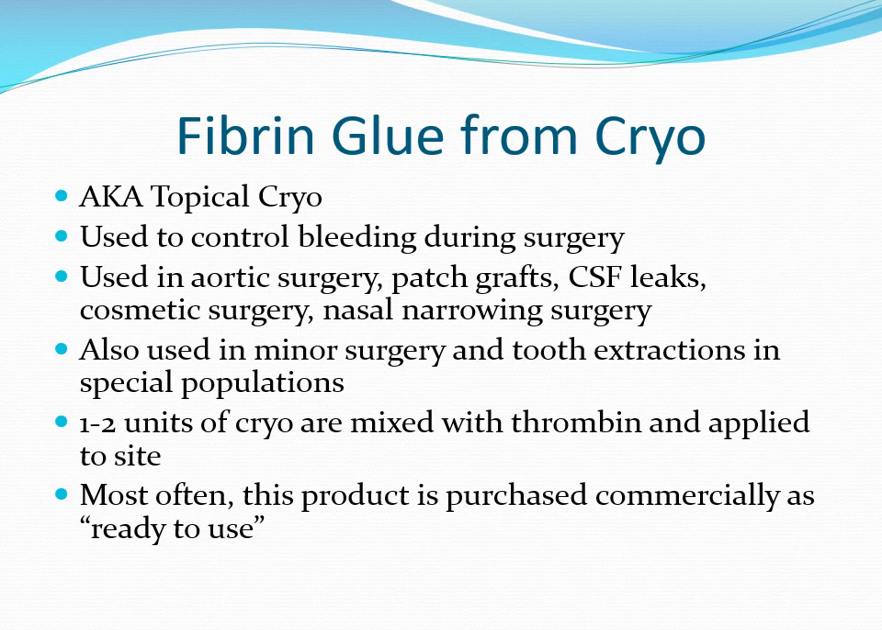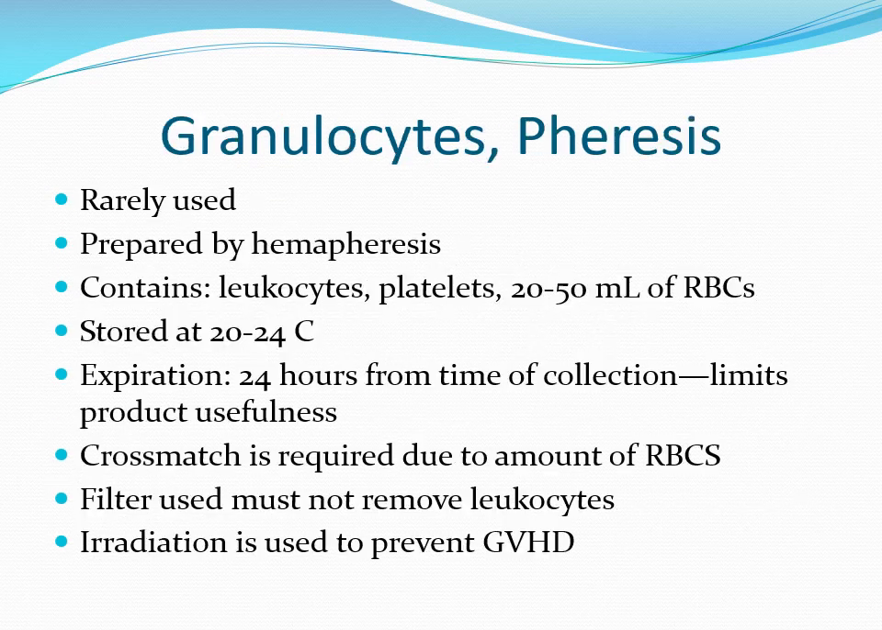This is an interesting one. So fibrin glue from cryo, also called topical cryo. This is used to control bleeding during surgery. It's used in aortic surgeries, patch grafts, CSF leaks, cosmetic surgery, nasal narrowing surgery. It's also used in minor surgery and tooth extractions in special populations. 1 to 2 units of cryo are mixed with thrombin and applied to the site. Most often this product is purchased commercially as ready to use. So everything's been done to it. You're really just kind of purchasing it as a reagent.